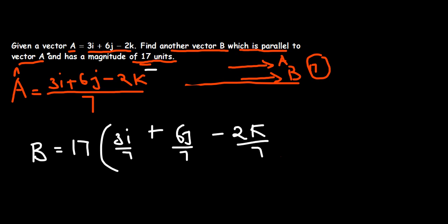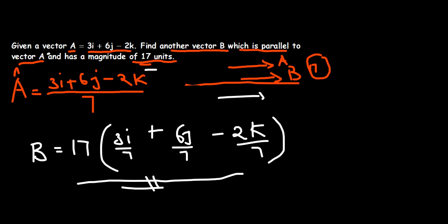This vector that I've written down here, if you find its magnitude, the magnitude will just be 17. So this is the vector B that is in the same direction as A and has a magnitude of 17. If you want, you can distribute this 17, or you can just leave it the way it is. Any questions there?